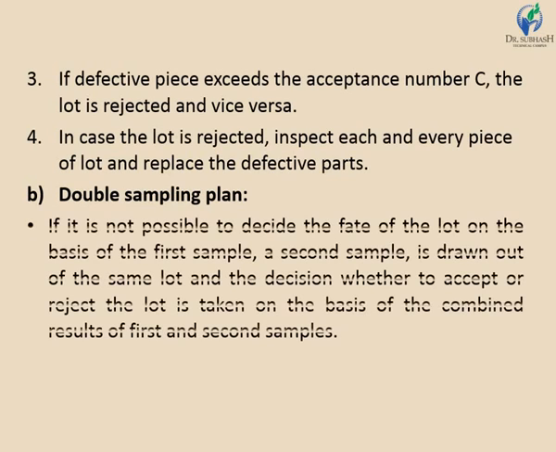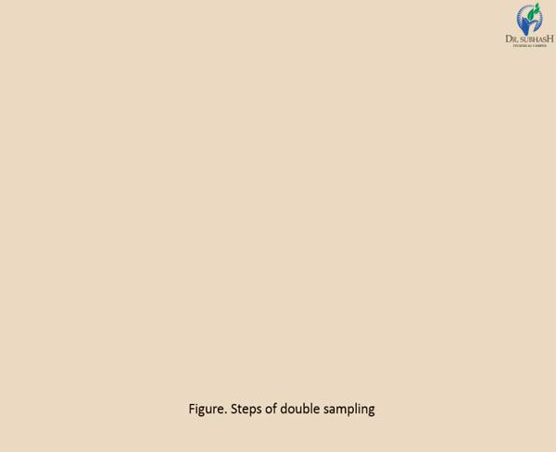Then second is the double sampling method. In this method, if it is not possible to decide the fate of the lot on the basis of one sample, then a second sample is drawn, and the decision whether to accept or not is made on the basis of the combined results of the first and second samples. There may be a possibility that the first sample is acceptable and the second is not. So here more samples are drawn, and based on that combined result you decide whether this lot should be accepted or rejected.